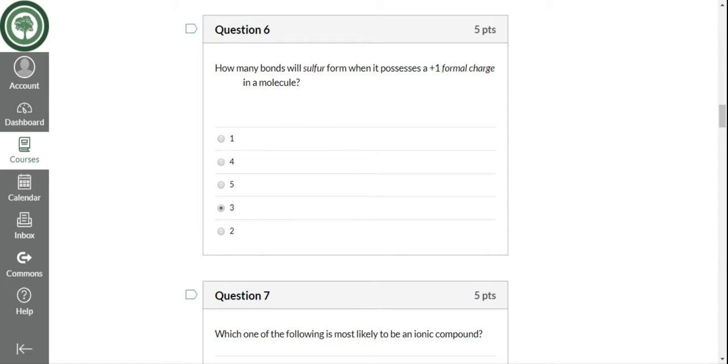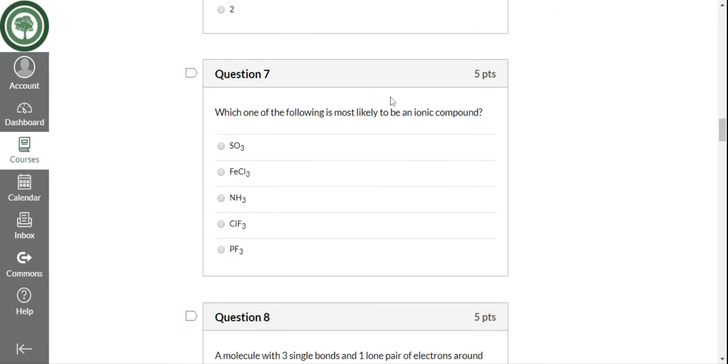Again, the quick way to know this is, we would normally say sulfur can make 2, but that +1 gives it 1 extra bond. In contrast, if it was -1, where it would gain an electron, it would only be making one if that was the case, but it's not.